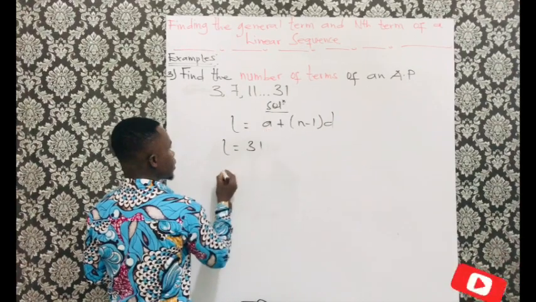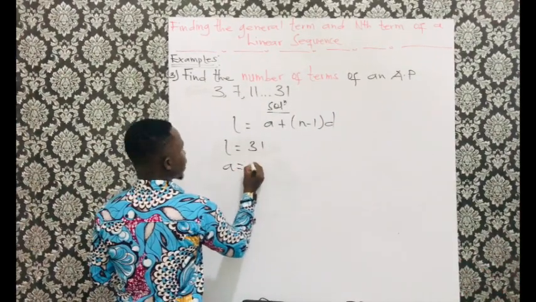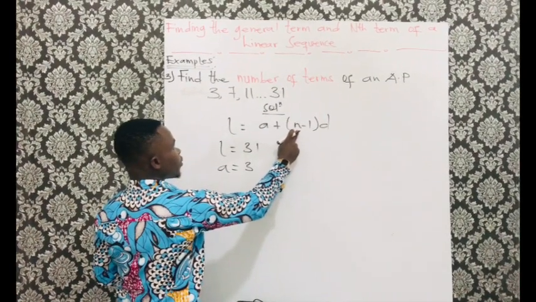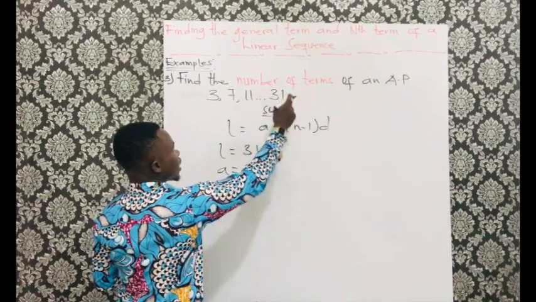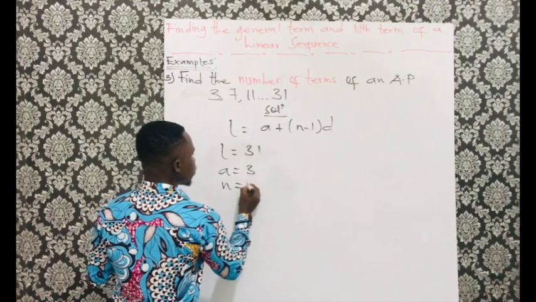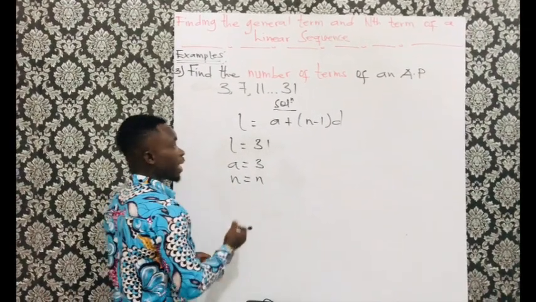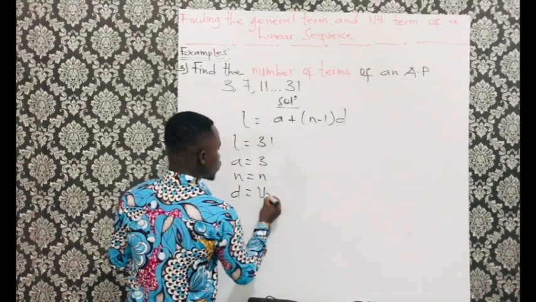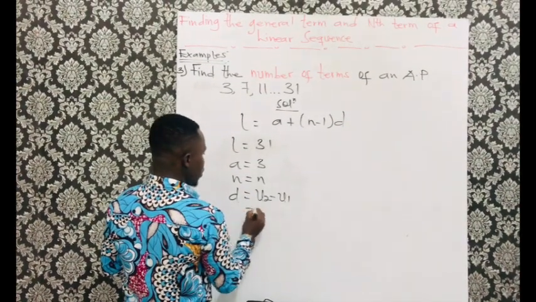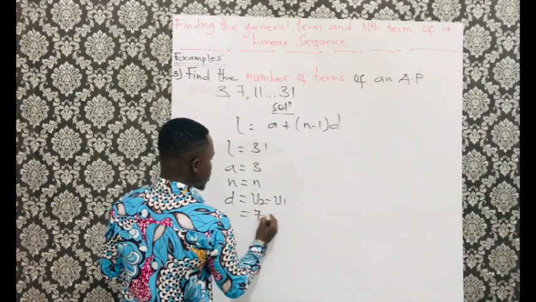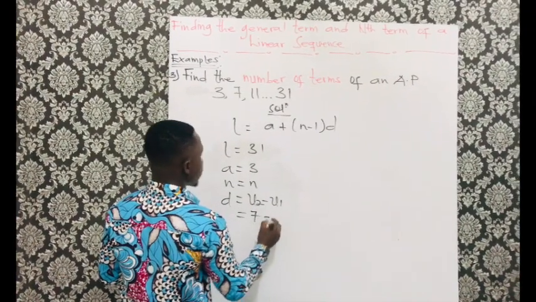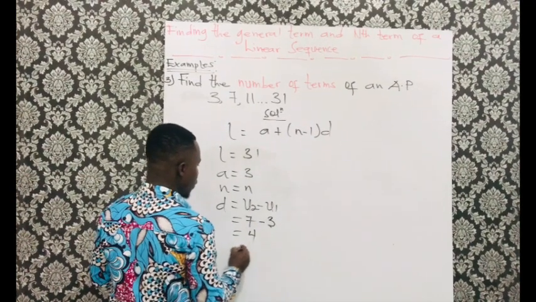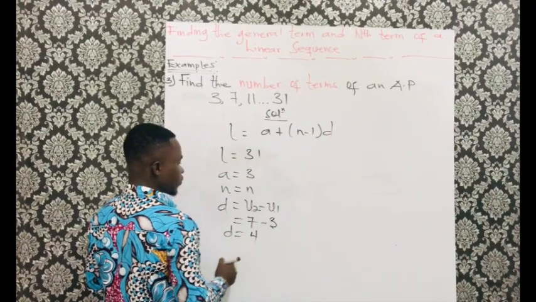And our a, which is the first term of the sequence, which is 3. Then we have n over here, which we don't know, that's the number of terms. So n equal to n. Then the d, which is the common difference, which is u2 minus u1, where our u2 is 7 minus our u1, which is 3. So 7 minus 3 gives us 4. Therefore, our d is 4.